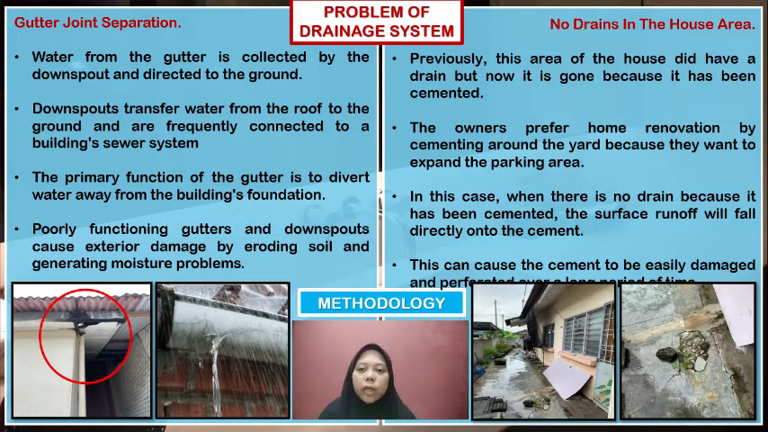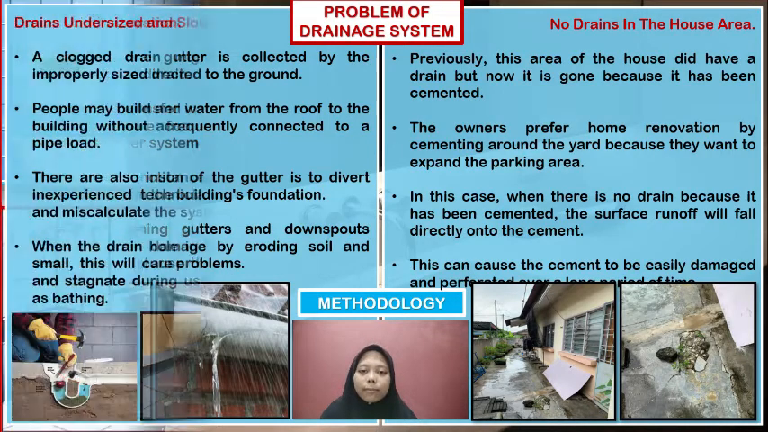No drain in the house area. Previously, this area of the house did have a drain, but now it is gone because it has been cemented. The owner made a home renovation by cementing around the yard because they wanted to expand the parking area. In this case, when there is no drain because it has been cemented, the surface runoff will fall directly onto the cement. This can cause the cement to be easily damaged and perforated over a long period of time.